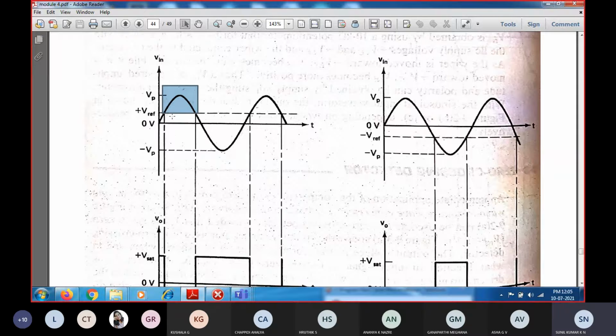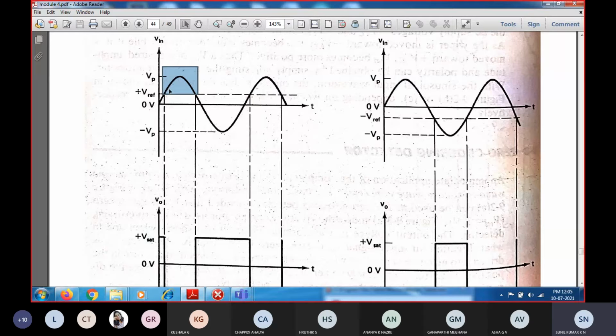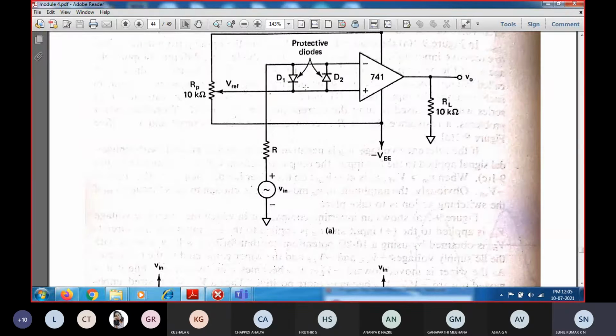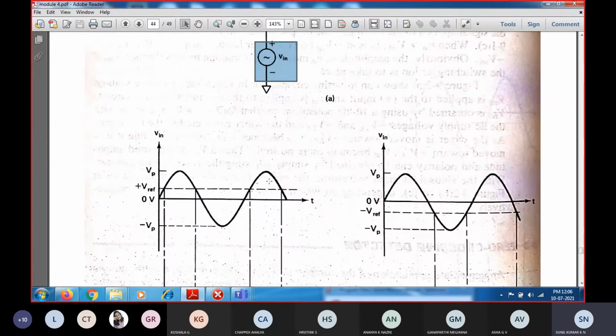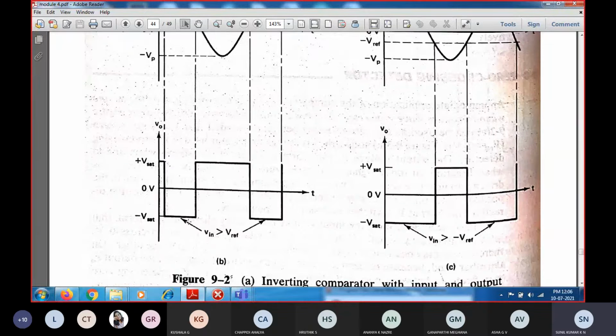So it will cause the output to switch from positive to negative saturation. During this interval, you can see the input signal above the reference voltage. Whenever the input rises just above the reference voltage, during the positive peak, we can observe that the inverting input will be greater than the non-inverting input terminal. The inverting input, which is connected to Vin, is always greater than the non-inverting terminal, which is held at the reference voltage. So during this time interval, the output will be shifted to negative saturation.